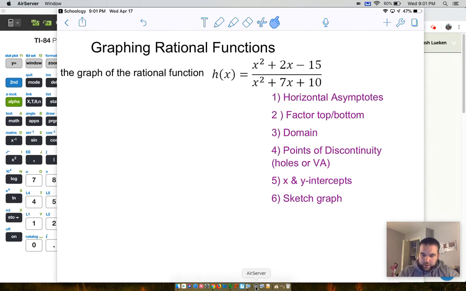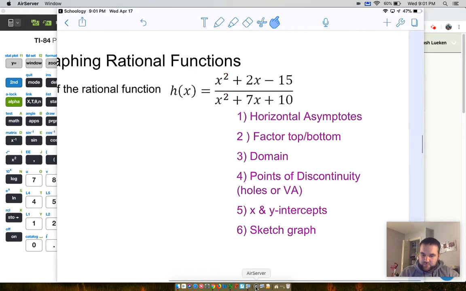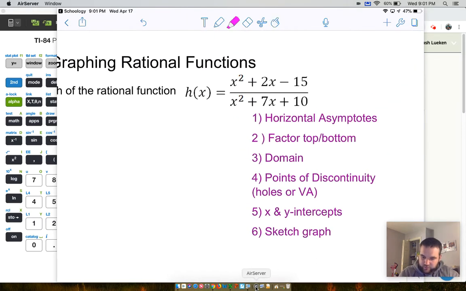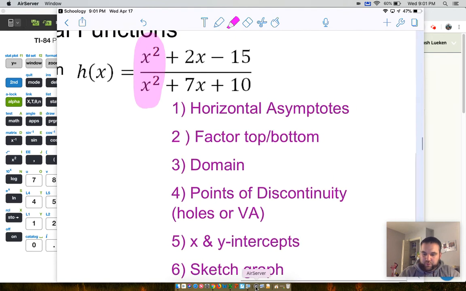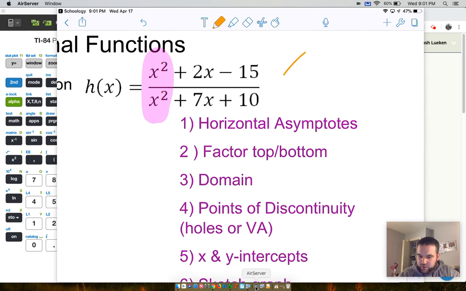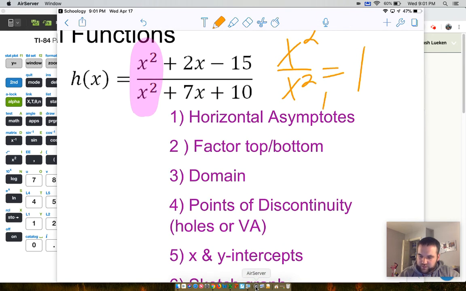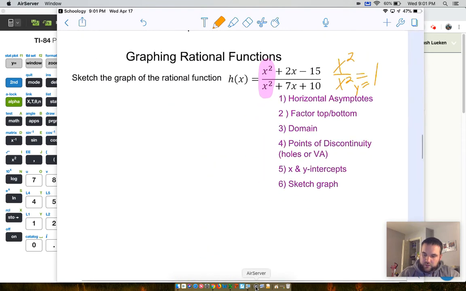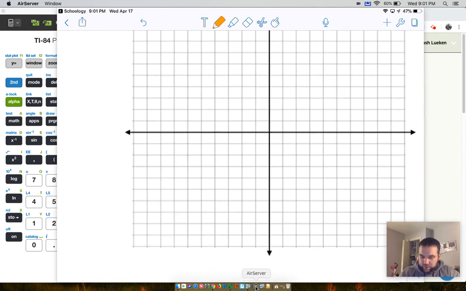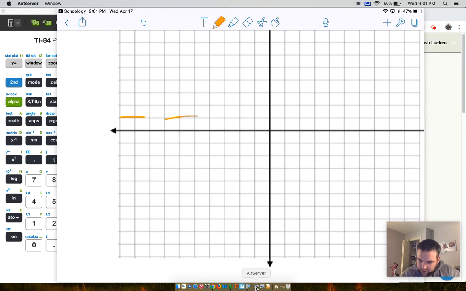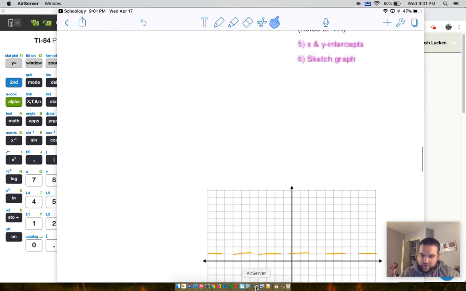All right, one more real quick. This thing is not factored, but I see that we want to start with the horizontal asymptote. Those are equal powers. I have x squared on both top and bottom. So if I take x squared and divide by x squared, that simplifies to just 1. So that's going to be my horizontal asymptote, y equals 1. If you want, you can do that right away. So I'm just going to put a dashed line, a horizontal asymptote at 1. So I've got that on there.